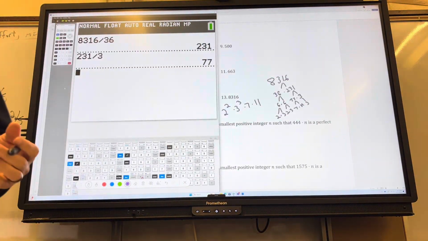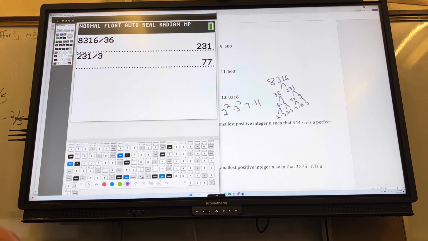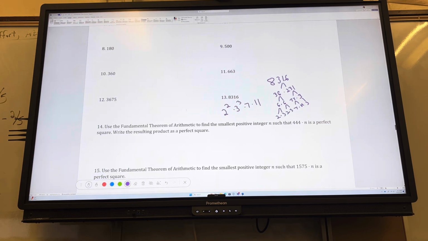And I can always check to see if this is true. I could do 2 times 2 times 3 times 3 times 3 times 7 times 11, and I should get 8316. You can always check my work. Remember, math happens on paper, checking happens in the calculator, so we should always check if we can.